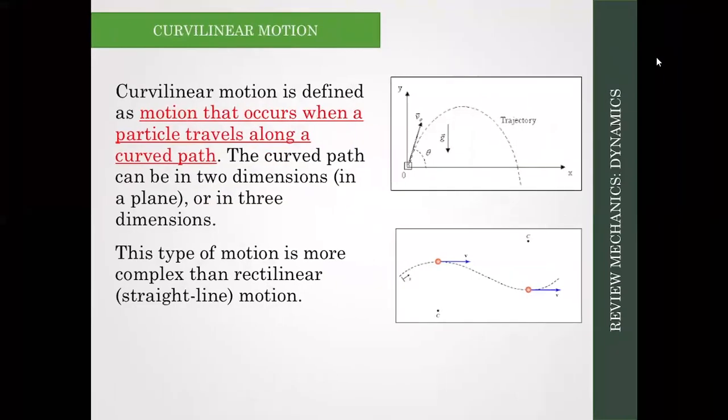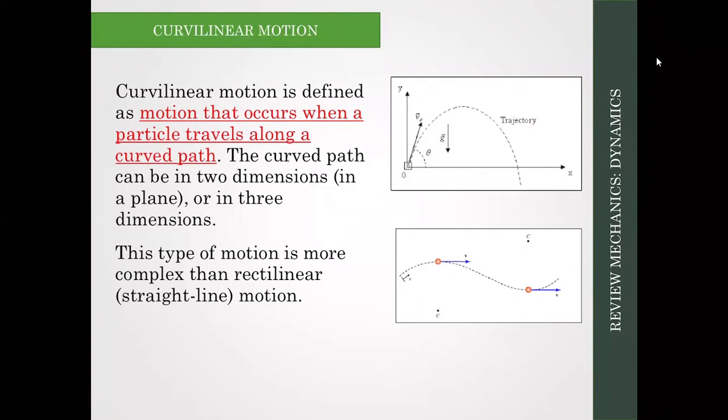So curvilinear motion is defined as a motion that occurs when a particle travels along a curved path. The difference from our discussion in part 1 is the path. We moved along a straight line in rectilinear, now we are in curvilinear, which means a curved path. It can be in 2 dimensions or in 3 dimensions. Later we will be discussing those. And this type of motion is more complex than rectilinear motion.